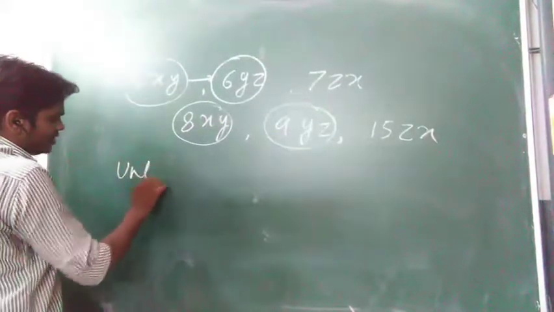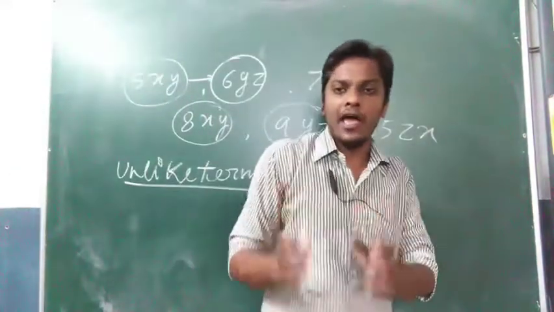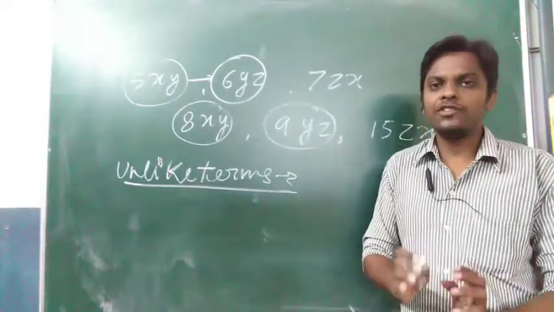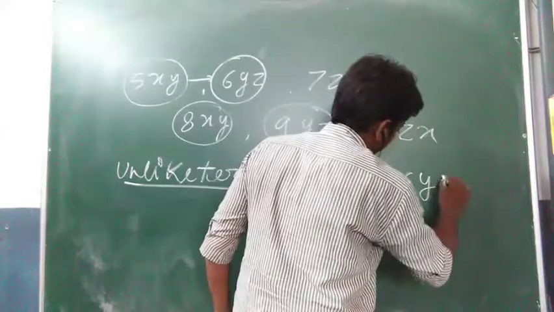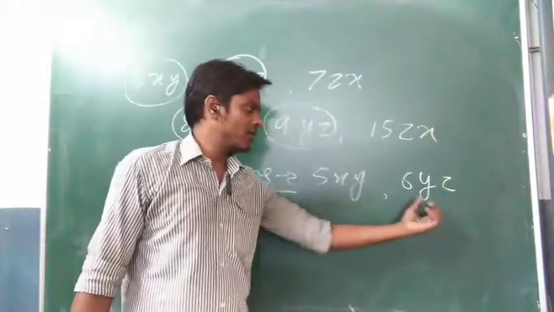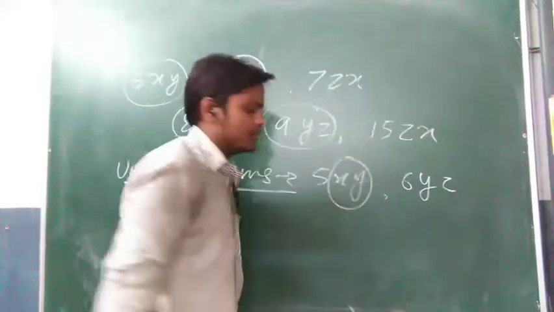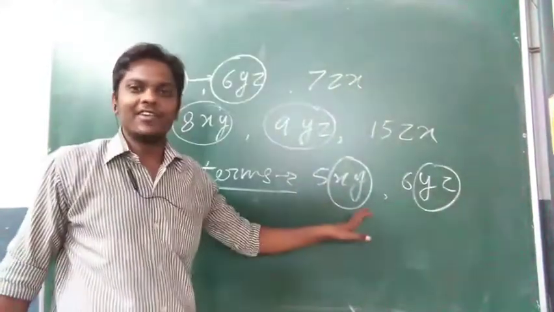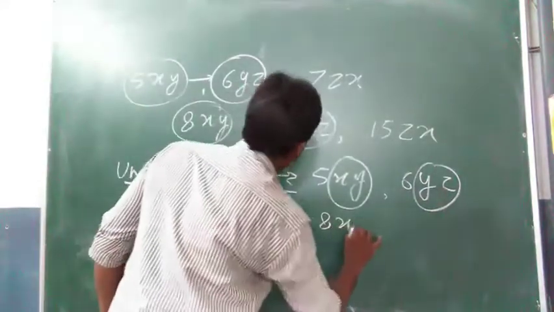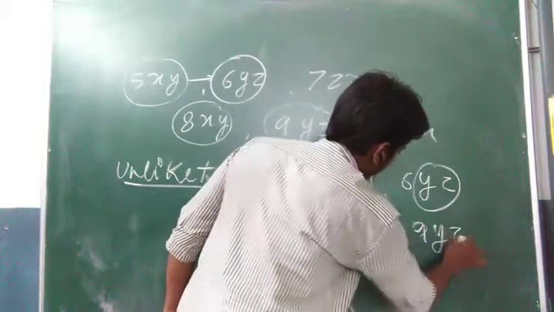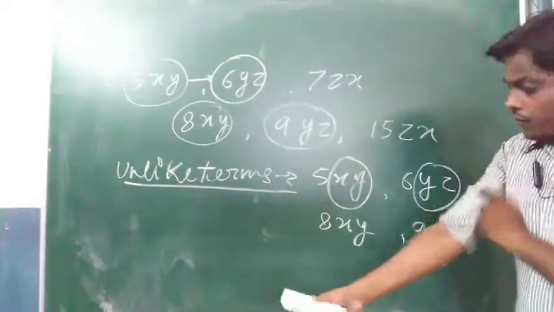And unlike terms: 5xy, 6yz. See, now unlike terms are those terms which have different variables, different literals, like 5xy and 6yz. Now you are observing that y is here and y is also here. But we have to remember that the whole literal term must be the same, otherwise they are known as unlike terms, not like terms. Okay. Now 8xy and 9yz. So these are some unlike terms. Okay. Now we will see factors and coefficients.